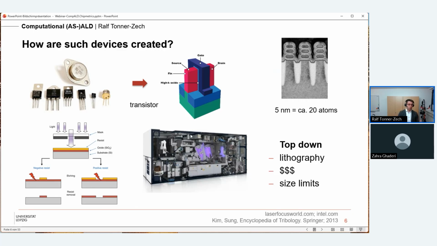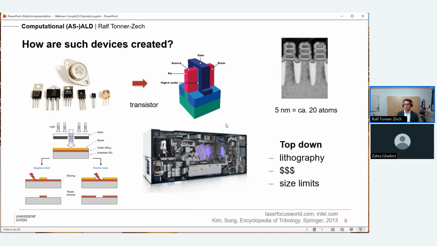To do this, if you want to approach the angstrom area, then you need these really expensive extreme UV devices that only one company in the world can produce, and that costs you hundreds of millions of euros. And even then, you are limited at some stage by the wavelength. So it's a very expensive way to produce it.